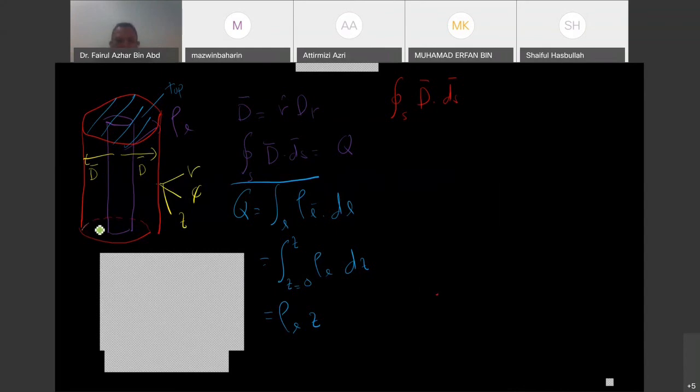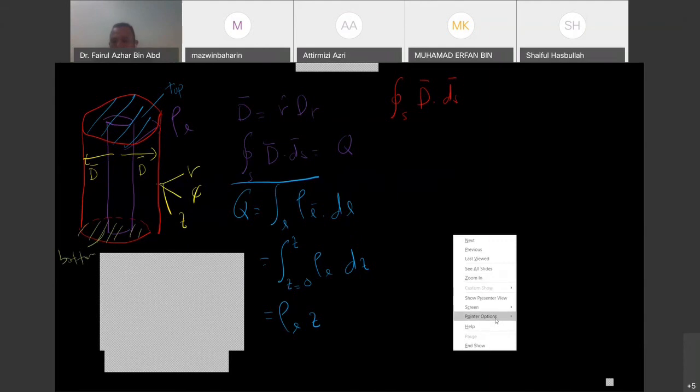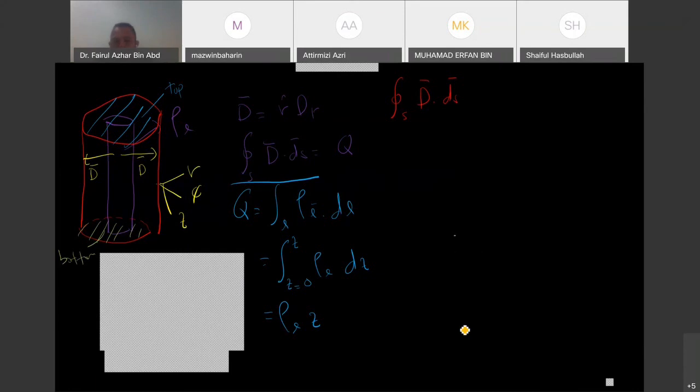So this is on the bottom surface. And we have another surface in the direction of the side. Okay, so this one is on the side. All right, but at the same time, the electric flux density only exists in the r cap direction.